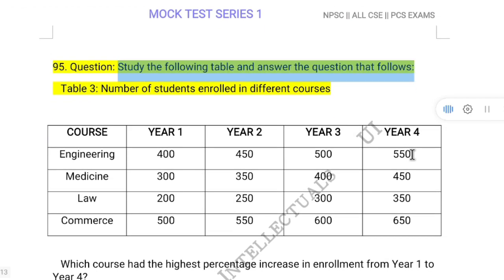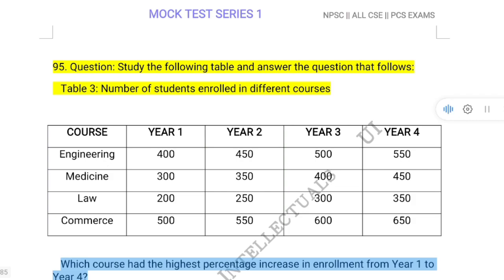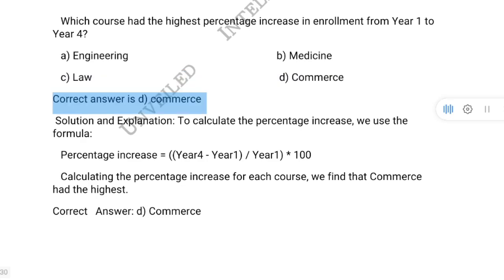95. Question. Study the following table and answer the question that follows. Table 3. Number of students enrolled in different courses. Which course had the highest percentage increase in enrollment from year 1 to year 4? A. Engineering. B. Medicine. C. Law. D. Commerce. Correct answer is D, Commerce.